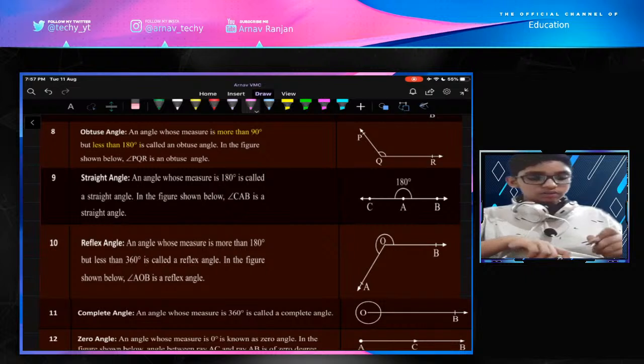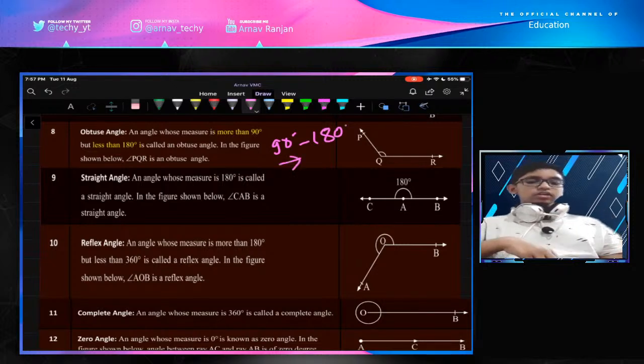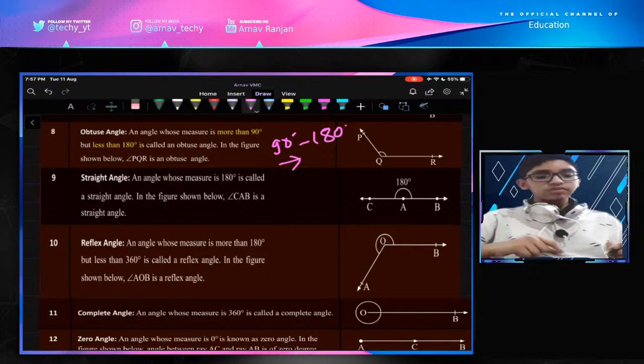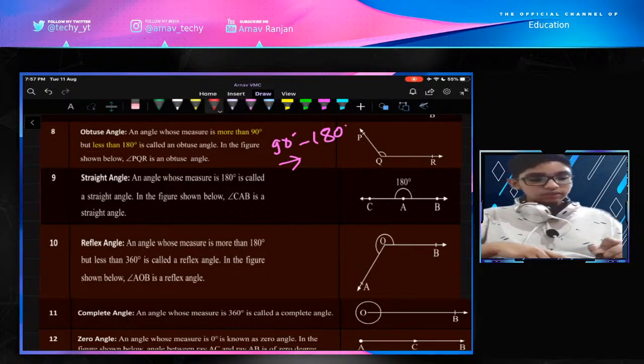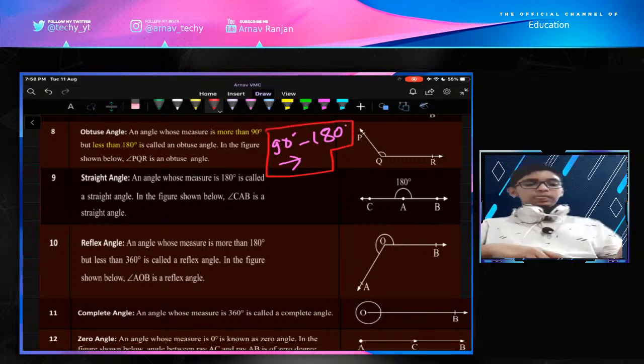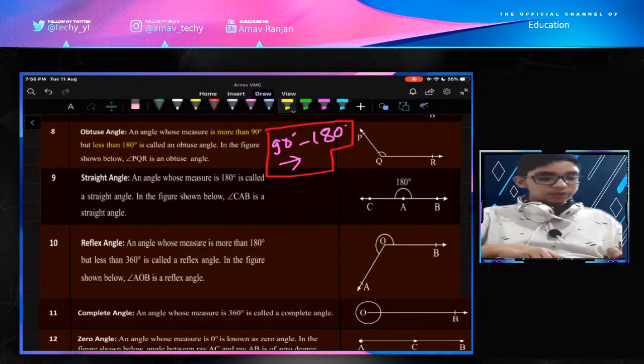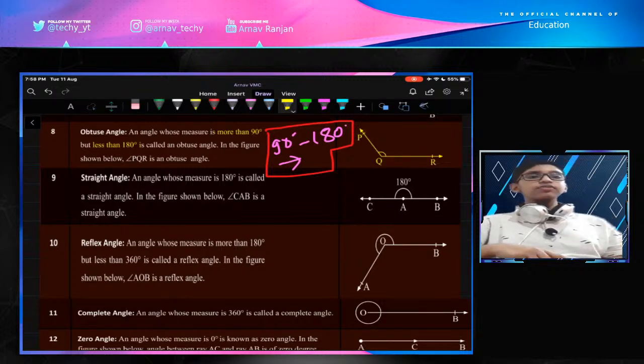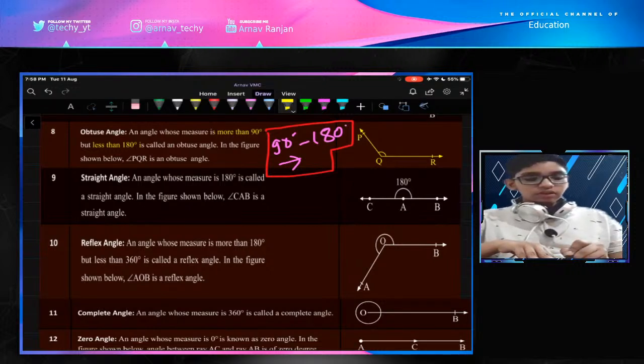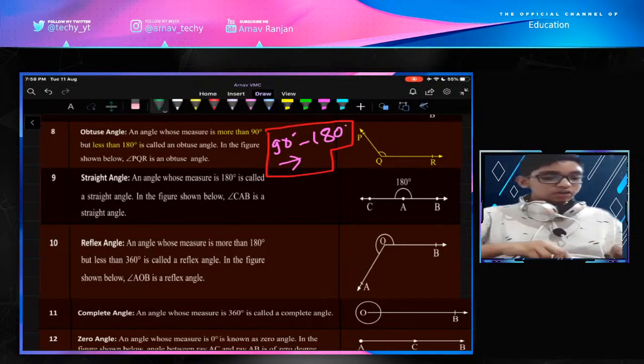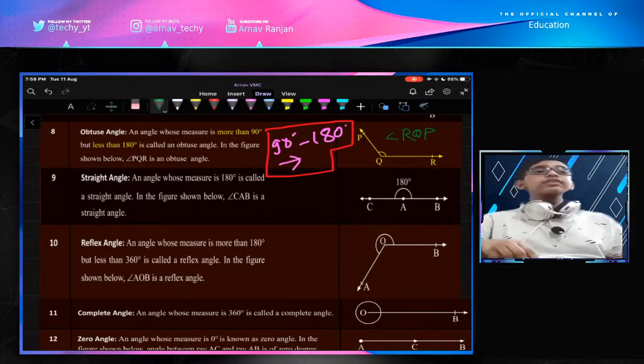I will write it: more than 90 degrees, or 90 degrees to 180 degrees. This is the obtuse angle. I will make a box here. In this figure, angle PQR is an obtuse angle. Instead of PQR, I can also say angle RQP.